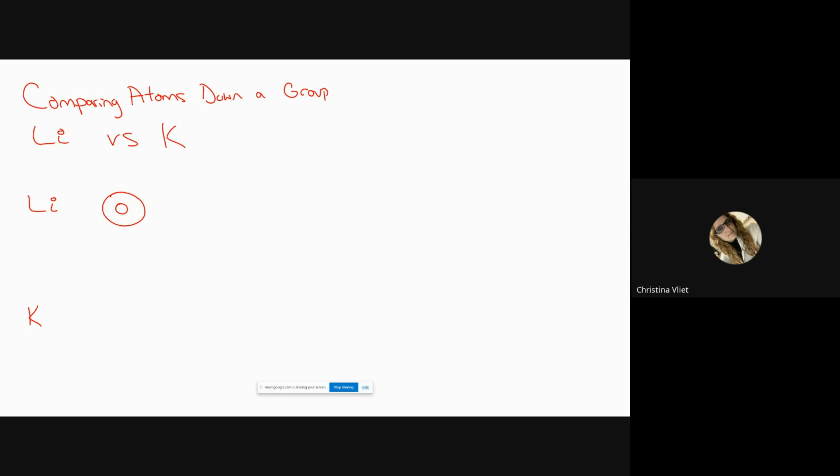How many energy levels of electrons does potassium have? I'm not asking for you to fill out the full Bohr model. I'm just asking for you to write how many energy levels. But it's in period 4.